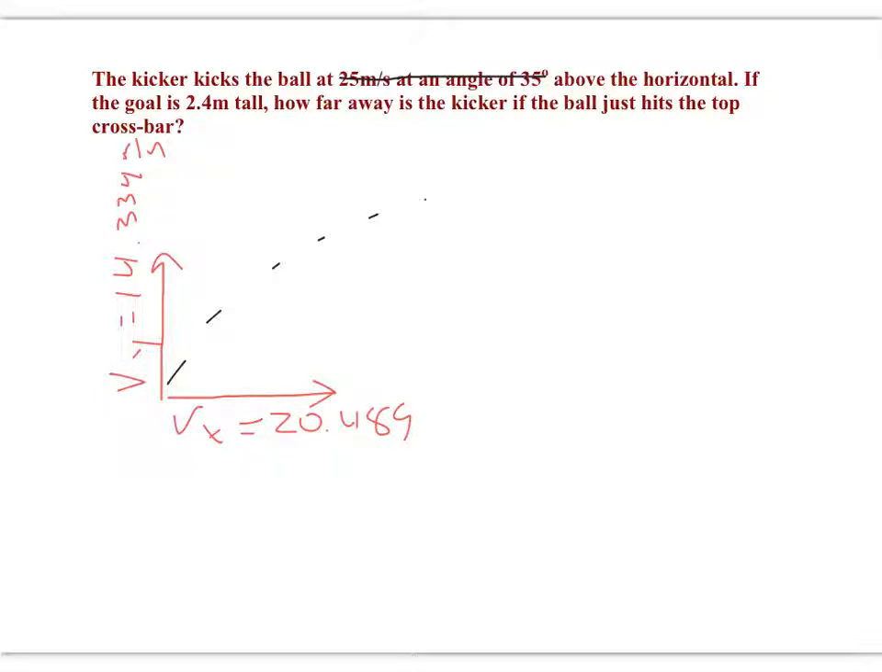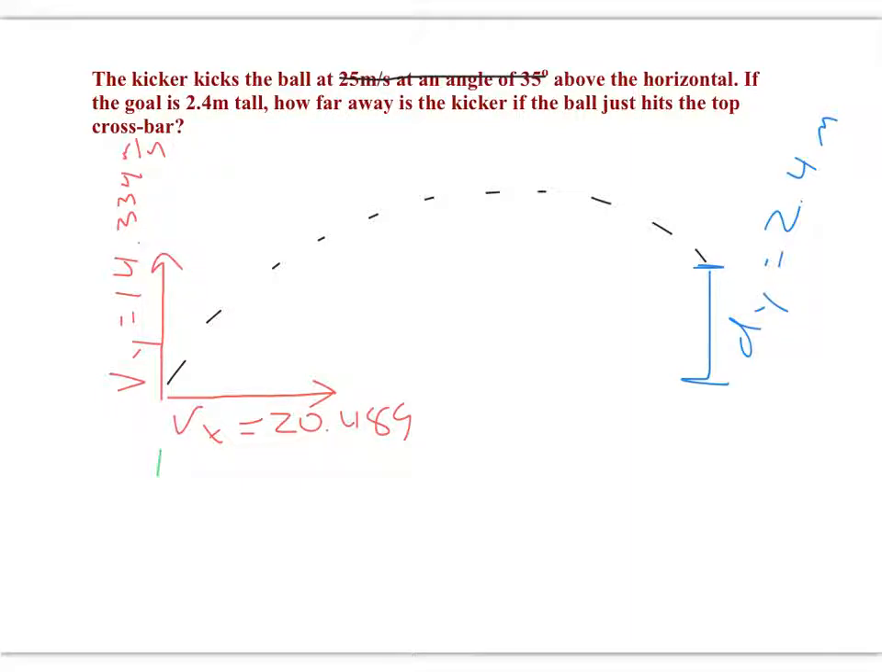I've got my vectors drawn like this so that I can show the approximate path of the projectile originating from this point where the ball is kicked, over to this point, to this distance of 2.4 meters, which is the height of the goal. So this is my dy, and that equals 2.4 meters. So this is the picture that's going to help me out in terms of solving this problem.